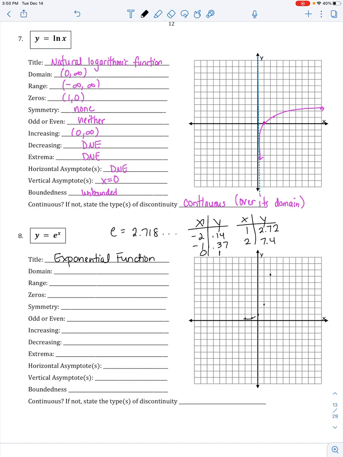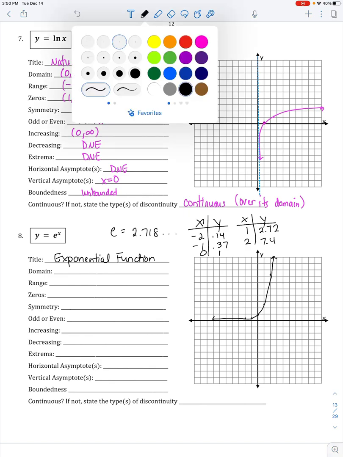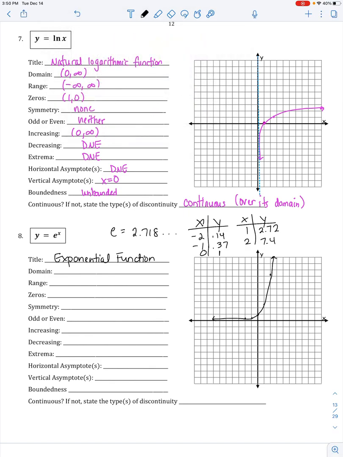And all exponential functions are this shape. As you keep going towards the negative on the x-axis, it keeps approaching 0, but it never actually hits 0. So that's going to be an asymptote. The domain of all exponential functions is negative to positive infinity. The range is 0 to infinity. The 0 is not included. There are no zeros because it never hits the x-axis.